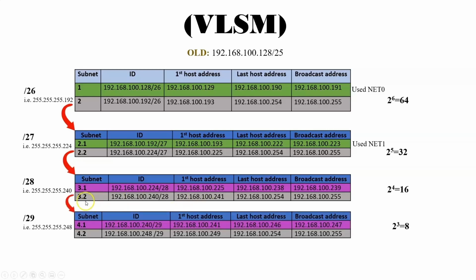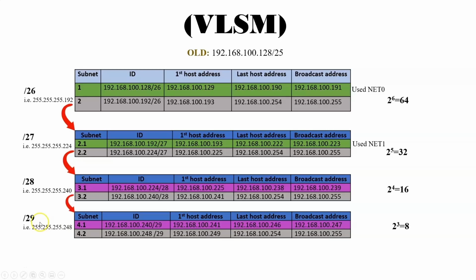So what I did was I further subnetted this 3.2, and I reserved this 3.1, this subnet with 16 possible IP addresses with 14 usable IP addresses. I reserved it for future use, and this second one I further subnetted. So when I subnetted, what did I do? I borrowed 1 more bit, so /29. So the new subnet mask is 255.255.255.248. That's the new subnet mask.